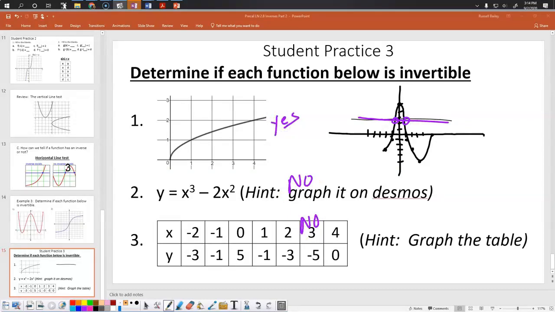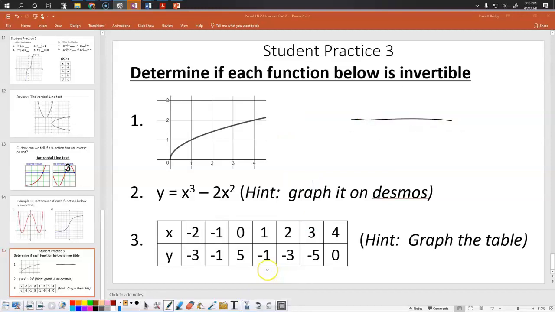And remember, we're answering a different question than the last time we did a line test, right? We're not deciding are these functions. All of these things are functions here. What we're answering is do these functions have an inverse? And the way we do that is with the horizontal line test.